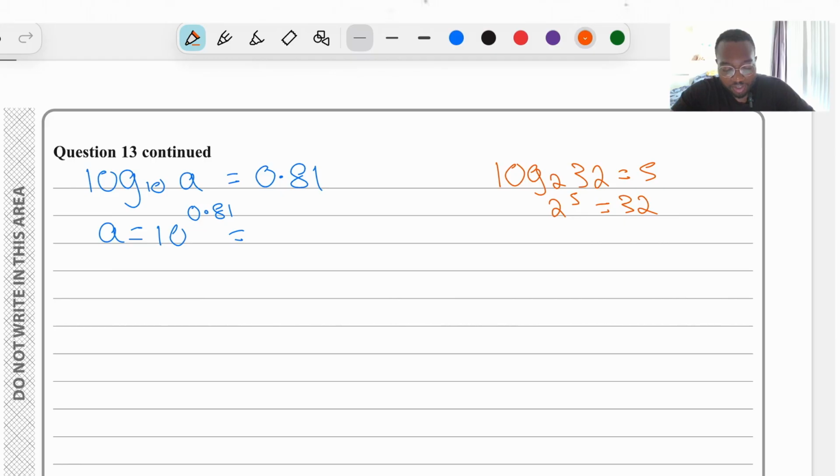So if I do that, that tells me that it has to be 10 to the power of 0.81. And if you do 10 to the 0.81 on your calculator, you will get, to 4 decimal places, 6.4567. Okay. So now our a is 6.4567.